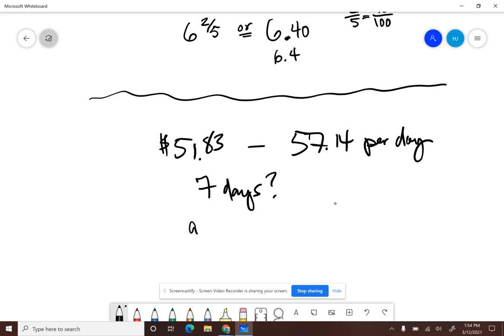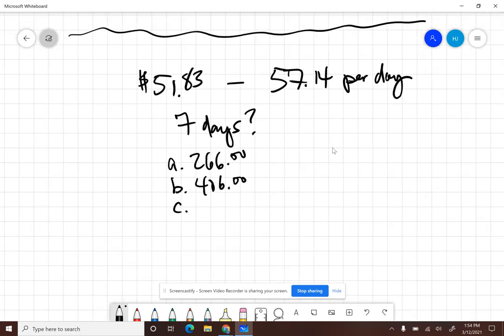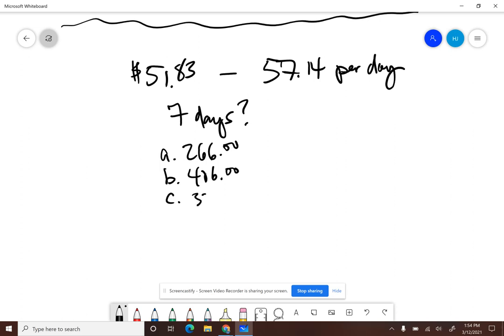So in 7 days, how much is she going to make? Okay, I'm going to give you some answer choices. So let's say A is $266, B is $406, C is $336, and D is $546. So again, if I try to figure this out, I'm going to try to take 51.83 times 7, 57.14 times 7, and I got to try to figure out whether I'm even close with any of these numbers. Okay, this is 406. So it is really difficult to try to do that on the spot.